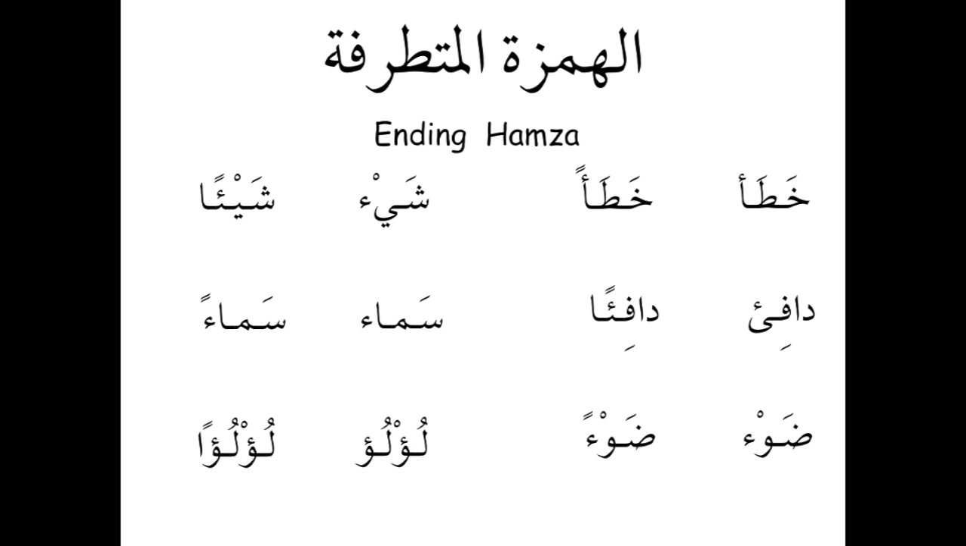خطأ, خطأ. دافئ, دافئا. ضوء, ضوءا. شيء, شيئا. سماء, سماء. lu'lu', lu'lu'an. So when we add the tanween بالفتح, we add the alif unless the Hamza is on top of an alif like خطأ, or if it's on its own and preceded by a non-connecting letter like ضوءا and سماء.